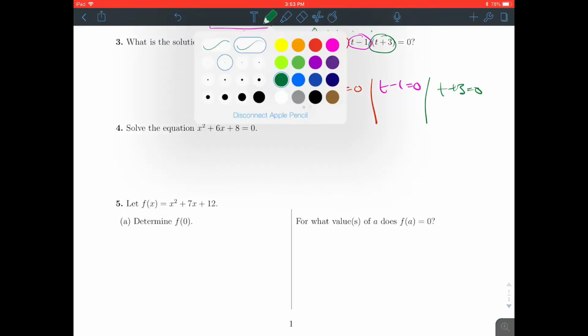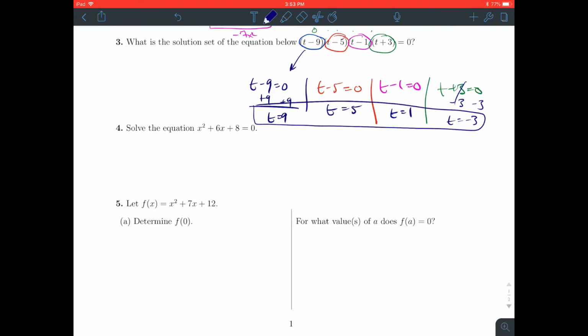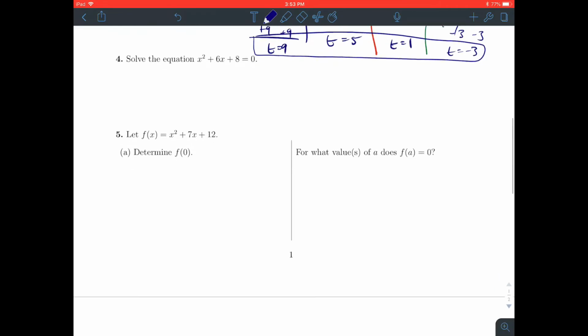So if t minus 9 is 0, that means that t has to be 9. If t minus 5 is 0, that means t has to be 5. If t minus 1 is 0, that means t has to be 1. And if t plus 3 is 0, that means that t has to be negative 3. So if t is any of these values, we'll have 0 in one of these spots. So having 0 in one of these spots will make the whole product 0.